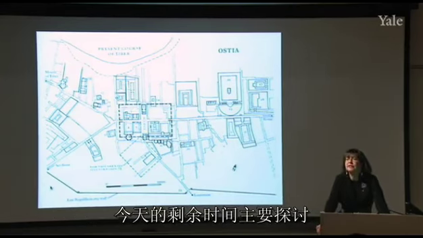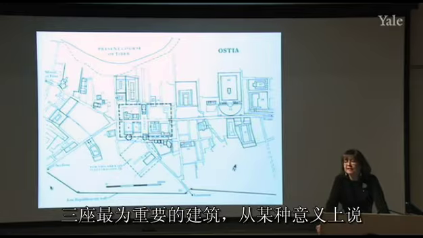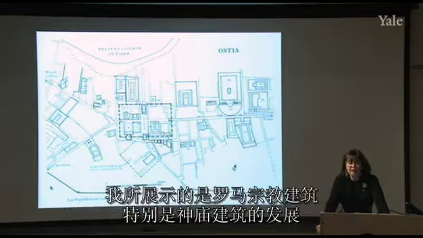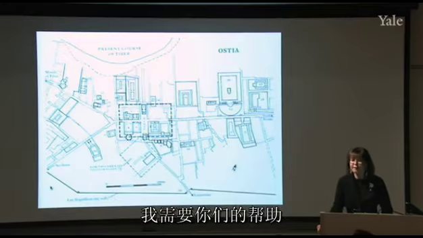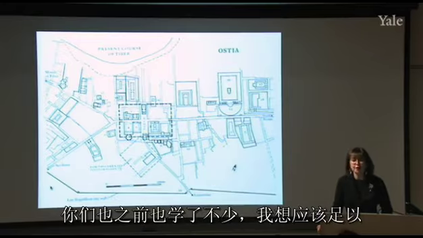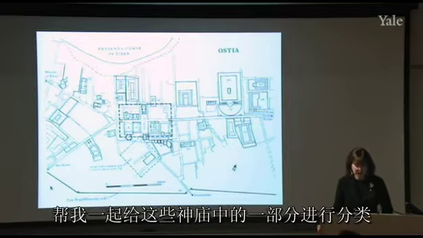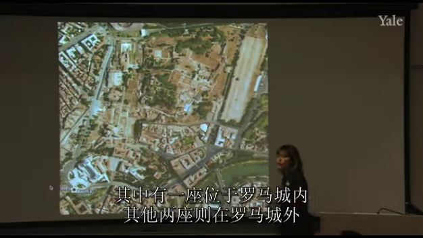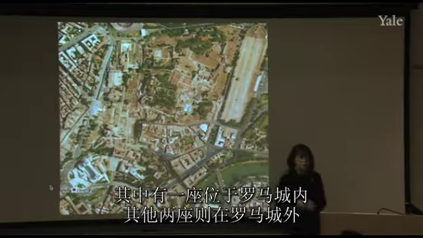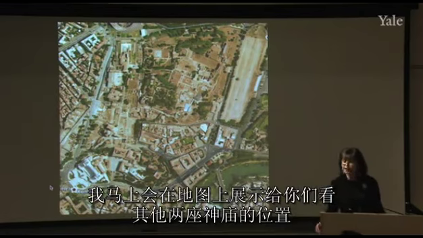I want to spend the rest of today's lecture on the three most important buildings, in a sense, that I'm going to show you today, vis-a-vis the development of Roman religious architecture, specifically temple architecture. And I think I'm going to actually call for your help. You've learned a lot already, and I think you now know enough to help me along a little bit here on sorting out some of these temples. One of them is located in Rome, and the other two are located outside of Rome. I'll show you the map again in a second so that you can see where those other two are.